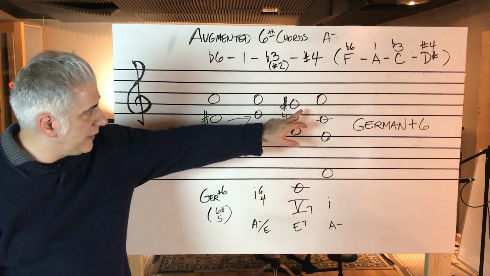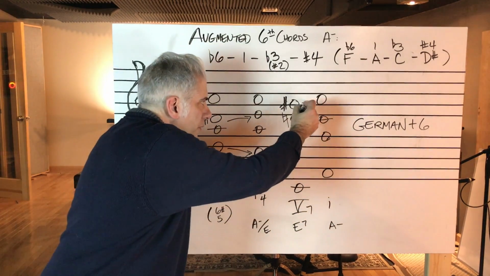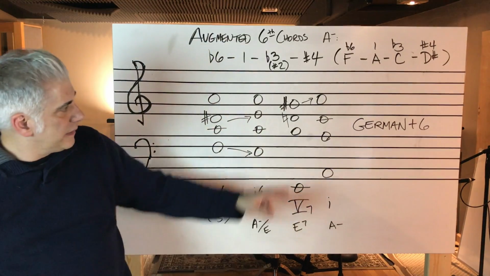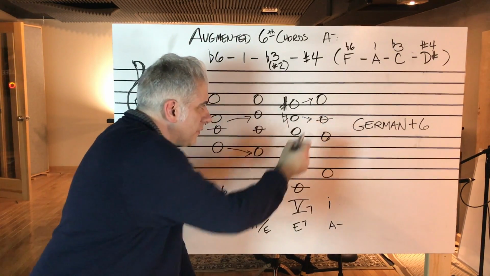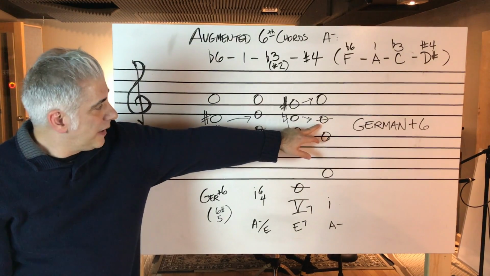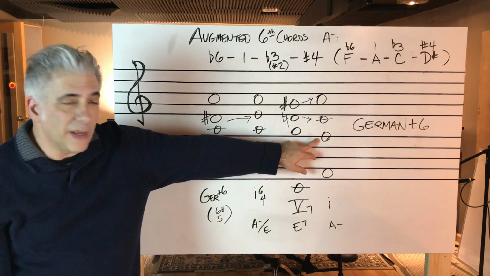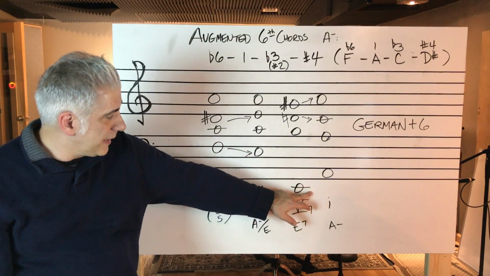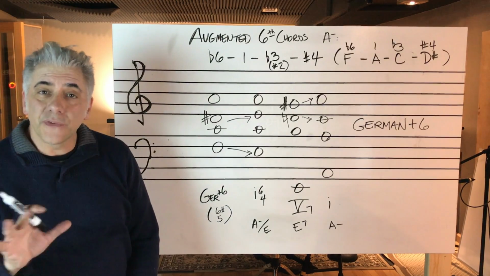I have it written down here. And then the G sharp is the third. The third resolves up by half step to the root of the tonic. The flat 7 resolves down to the third, or the C, of the A minor chord. The B resolves down to the tonic of A minor, and the E resolves up to the tonic of A minor. And it sounds like this.